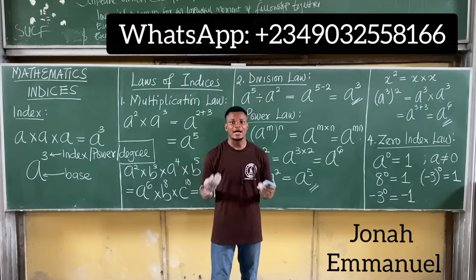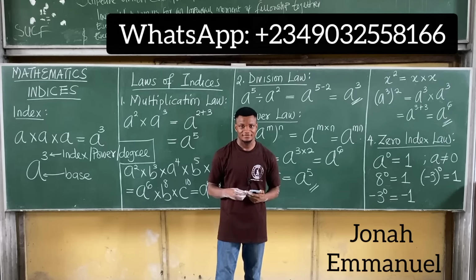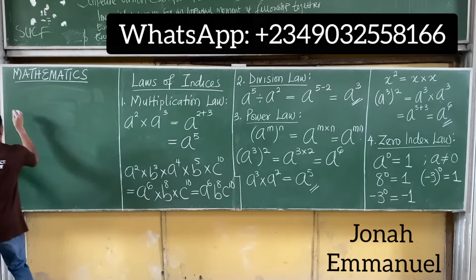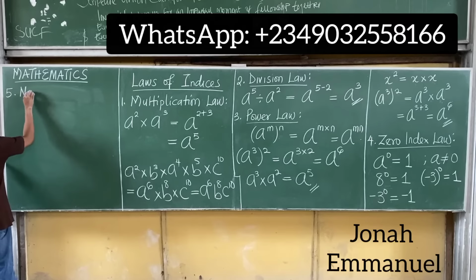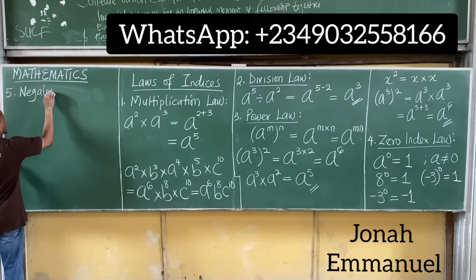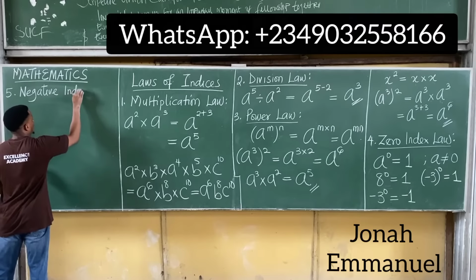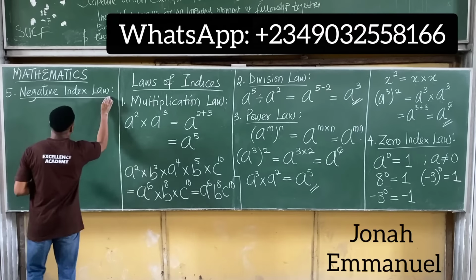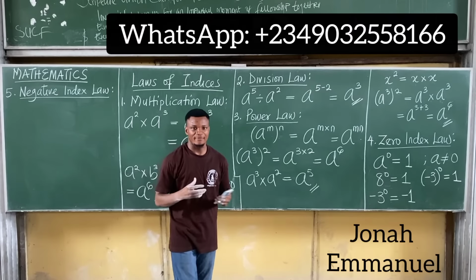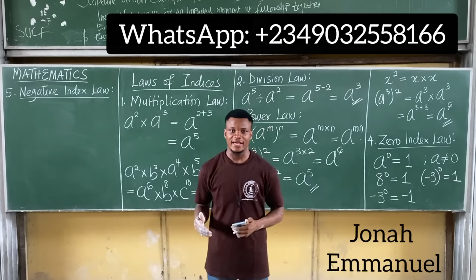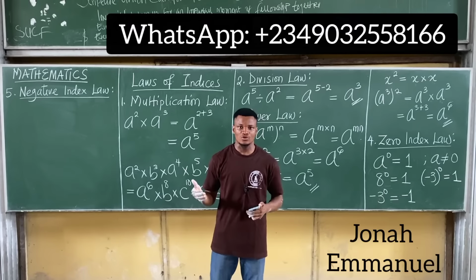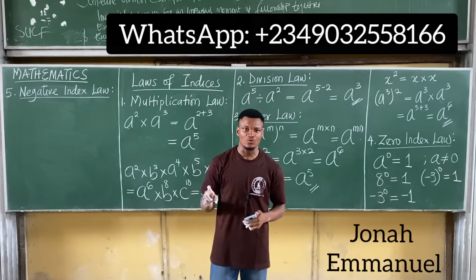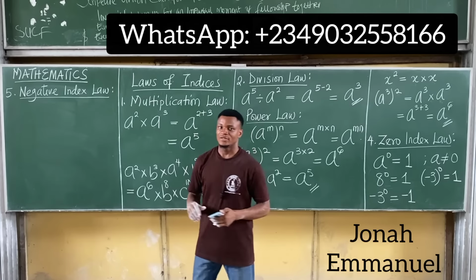Let's look at yet another law of indices. All right, so let's look at the fifth one. The fifth one is called the negative index law. All right, so this law states that if I have a base raised to a negative index or a negative power, it will be equal to the reciprocal or the inverse of that base raised to the positive form of that power.